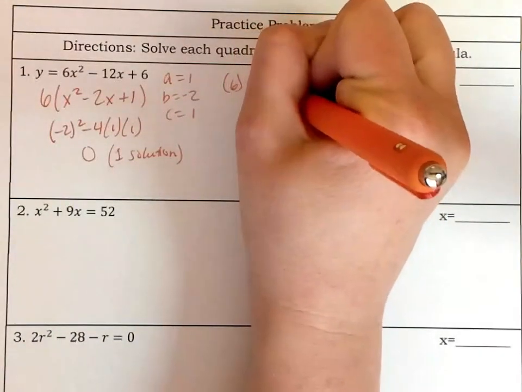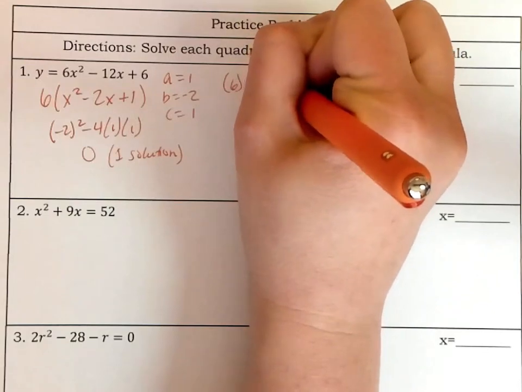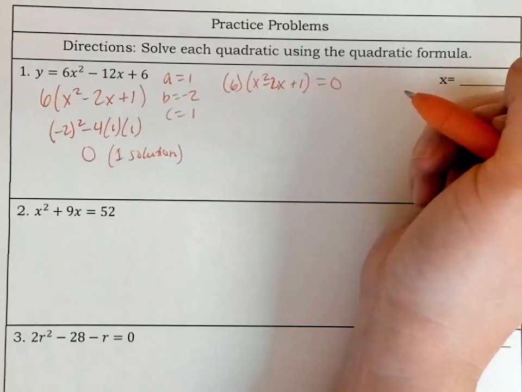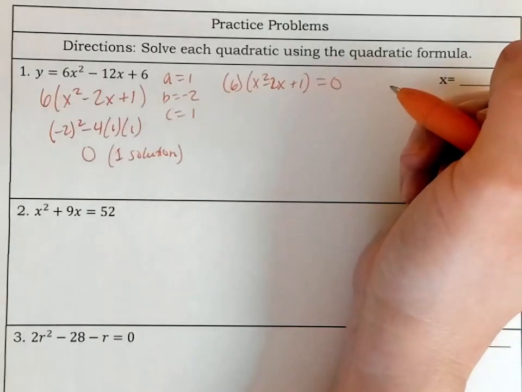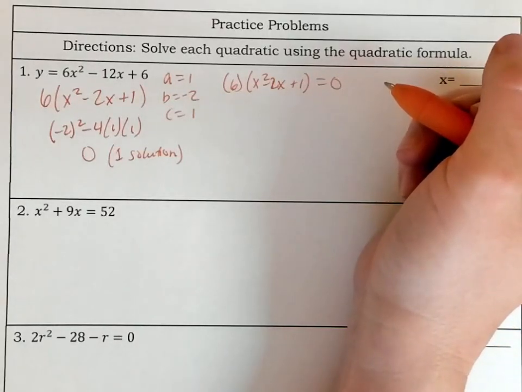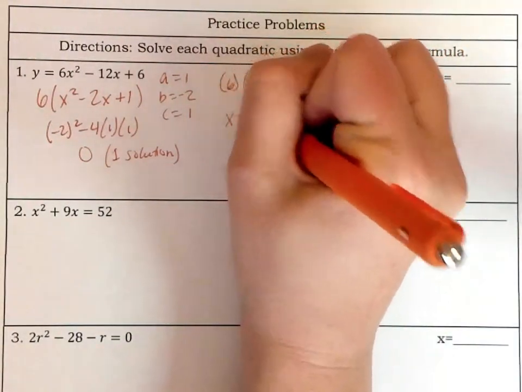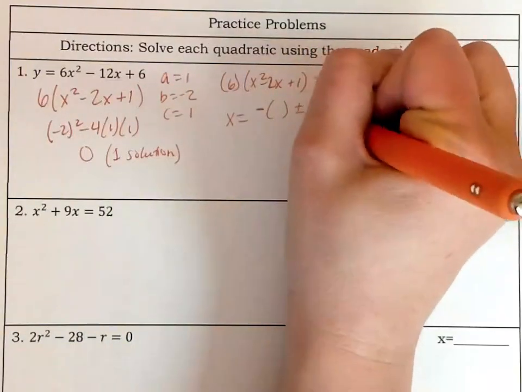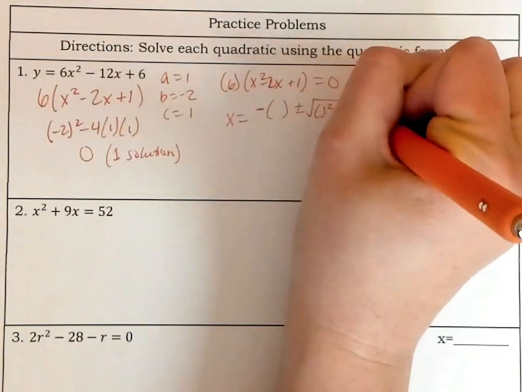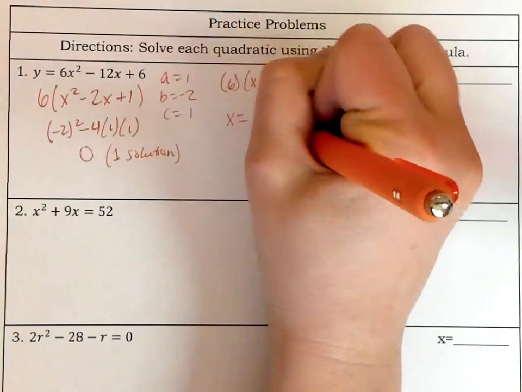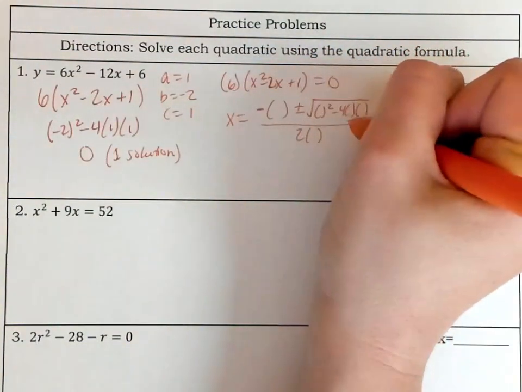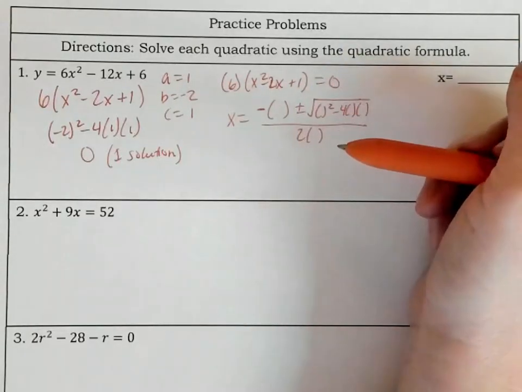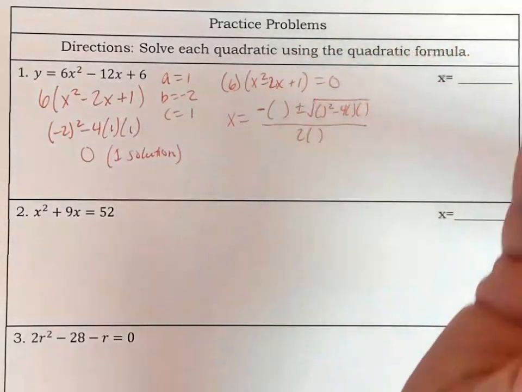All right, so what we have here is 6 as our greatest common factor, and then we have the trinomial x squared minus 2x plus 1, and all of that is equal to 0. So I'm going to go ahead and put this into my quadratic formula. So x is equal to negative b plus or minus the square root of b squared minus 4 times a times c divided by 2 times a. Notice I'm just replacing each of the variables, each of the numbers, with a set of parentheses, and I'm going to plug those values in here.